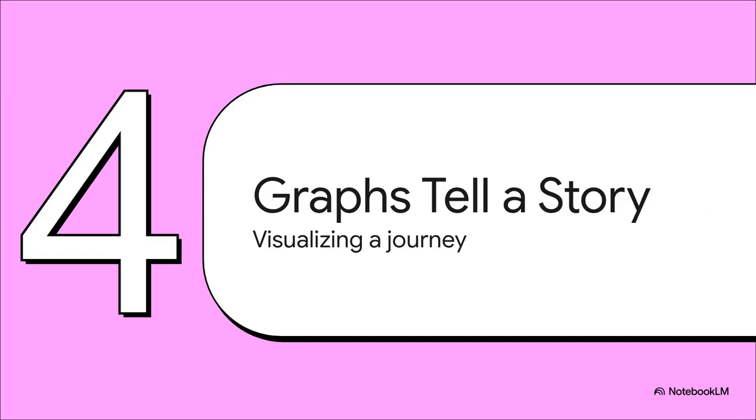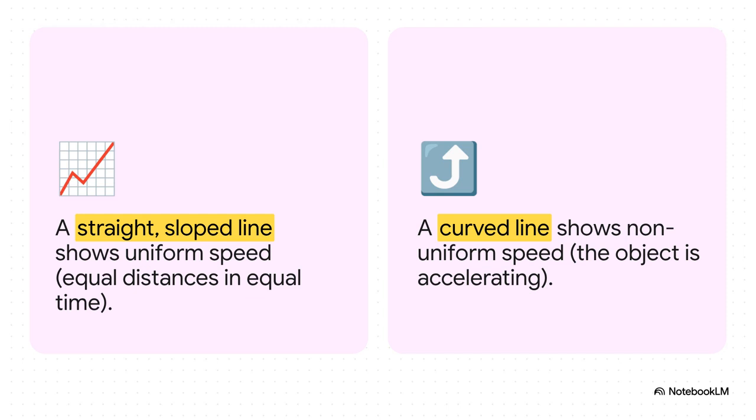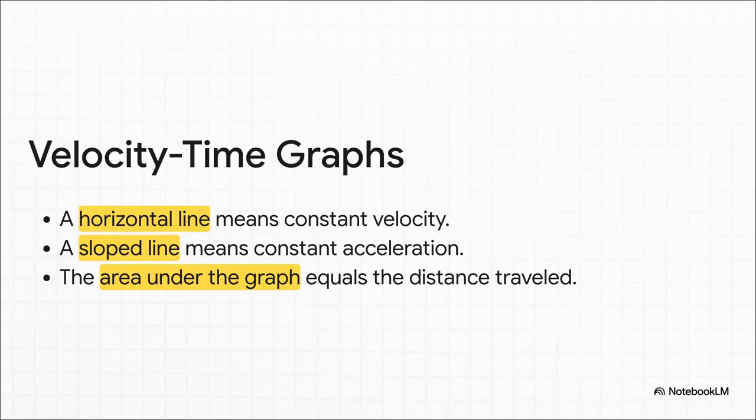You know, looking at a table of numbers is fine, but sometimes a picture tells a much better story. And physicists absolutely love using graphs to visualize an object's journey through time. So let's start with a distance time graph. If an object's moving at a nice steady speed, you're going to see a perfectly straight sloped line. But the moment you see that line start to curve, boom, you know its speed is changing. It's accelerating.